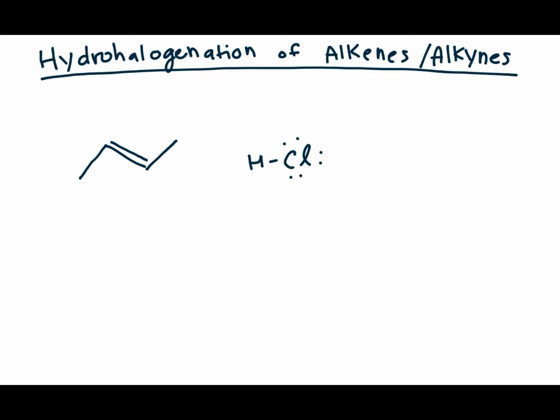So, as a refresher, hydrohalogenation is an electrophilic addition reaction, and it involves an alkene or alkyne reacting with a hydrogen halide such as HCl, HBr, or HI. Those are all common hydrogen halides. Okay, so it is important to remember for hydrohalogenation that this follows Markovnikov's rule.